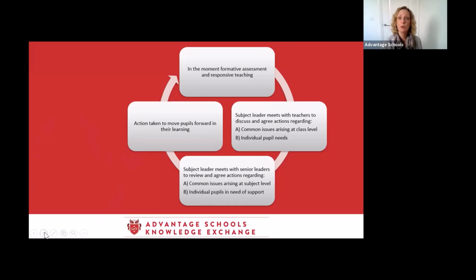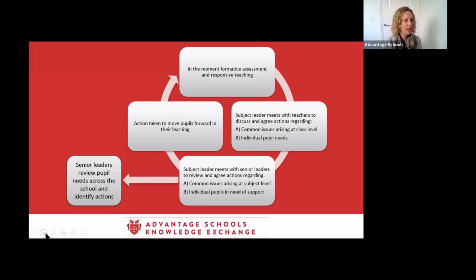That's really important, because as a senior leader you need the view across the school. There might be pupils struggling across the whole curriculum, with all those teachers working in isolation. Maybe something more broad-strokes needs to be put in place to support that pupil. Then the outcome, at whichever level, is action taken to move pupils forward in their learning, and the cycle begins again, because you go back to teaching, formative assessment, responsive teaching, the problem solving cycle.